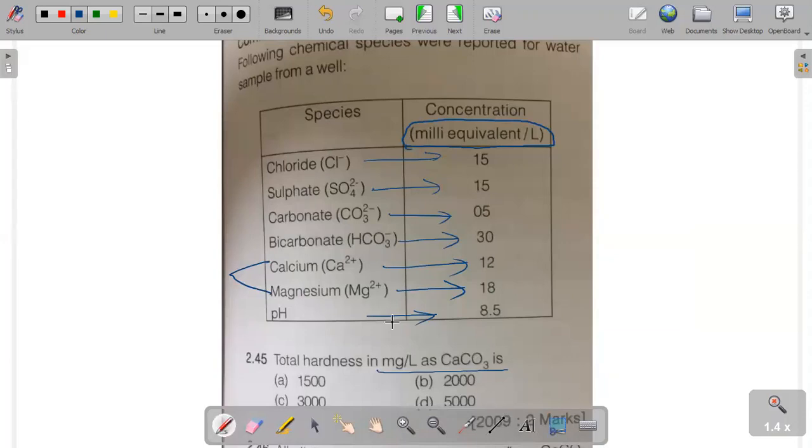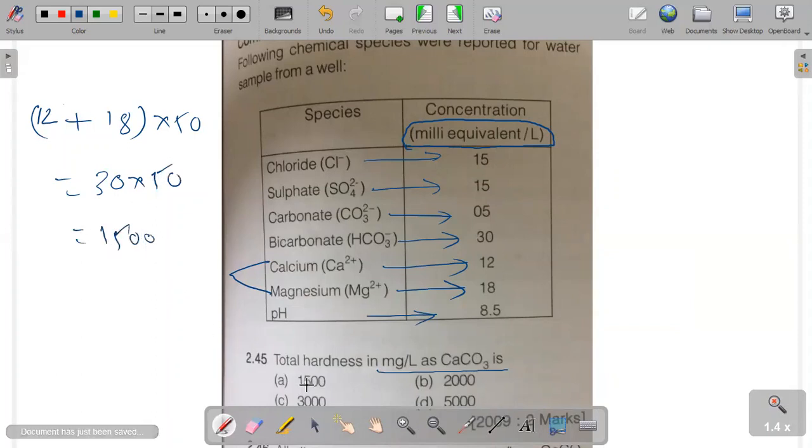By using the formula, we have 12 milliequivalent plus, for magnesium we have 18 milliequivalent, and it's multiplied by 50. We'll get 30 into 50, and it's 1500. So option A is correct.